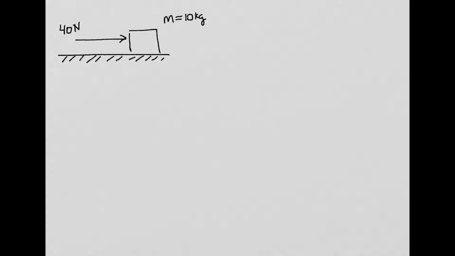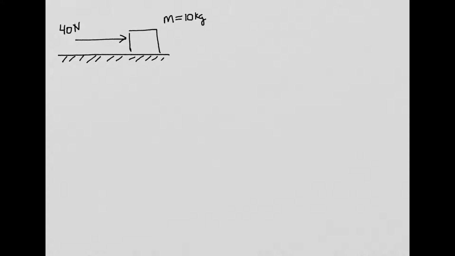This is a summary of friction and how to use it in solving force problems. So here we have a 10 kilogram mass on a surface. In this case there will be friction, and we have a horizontal force of 40 newtons pushing on it. We need to determine what will happen. Will the box move or stay still? If it moves, what's its acceleration?